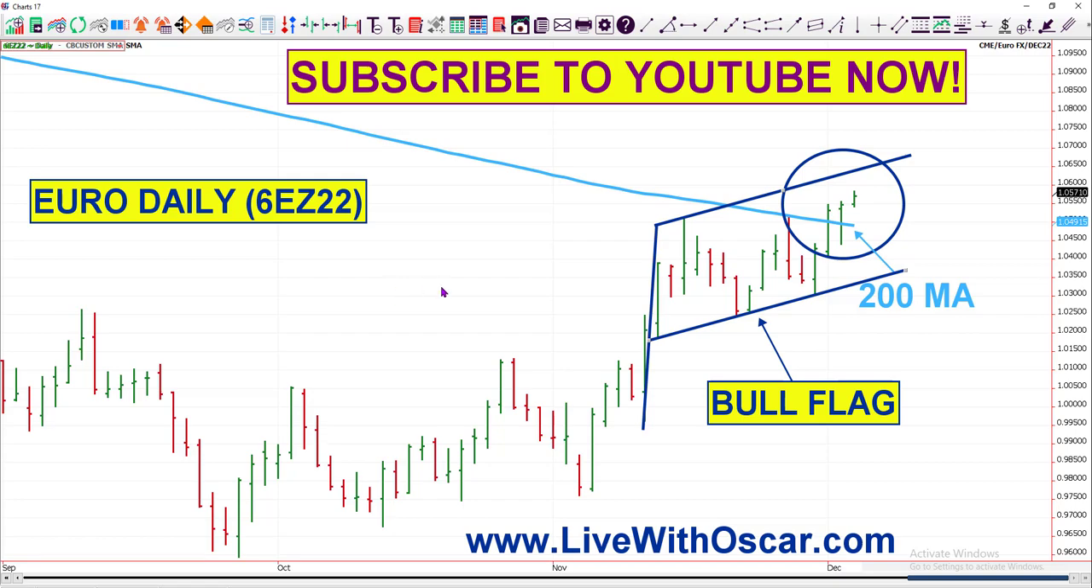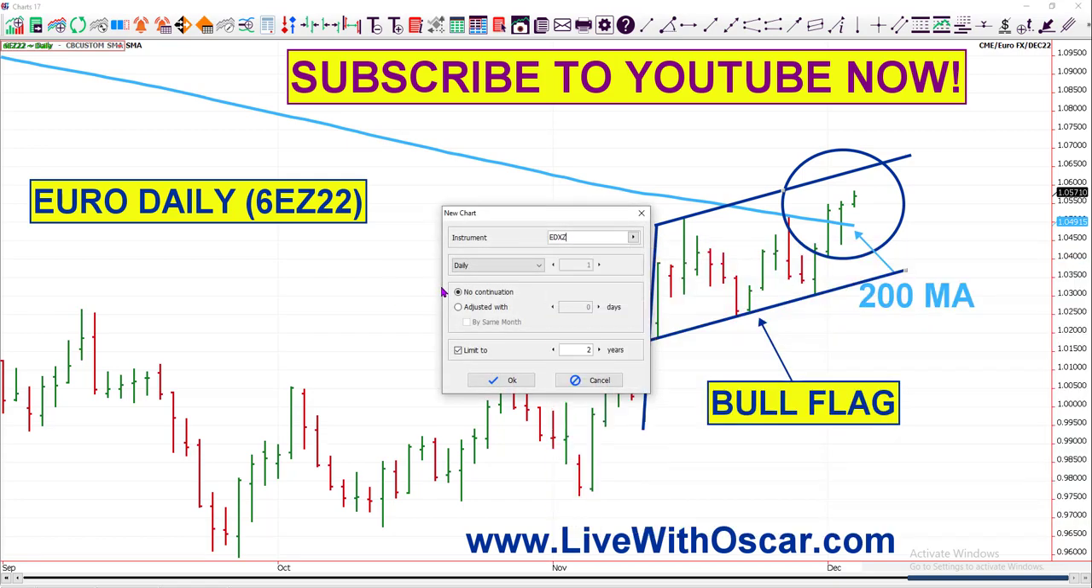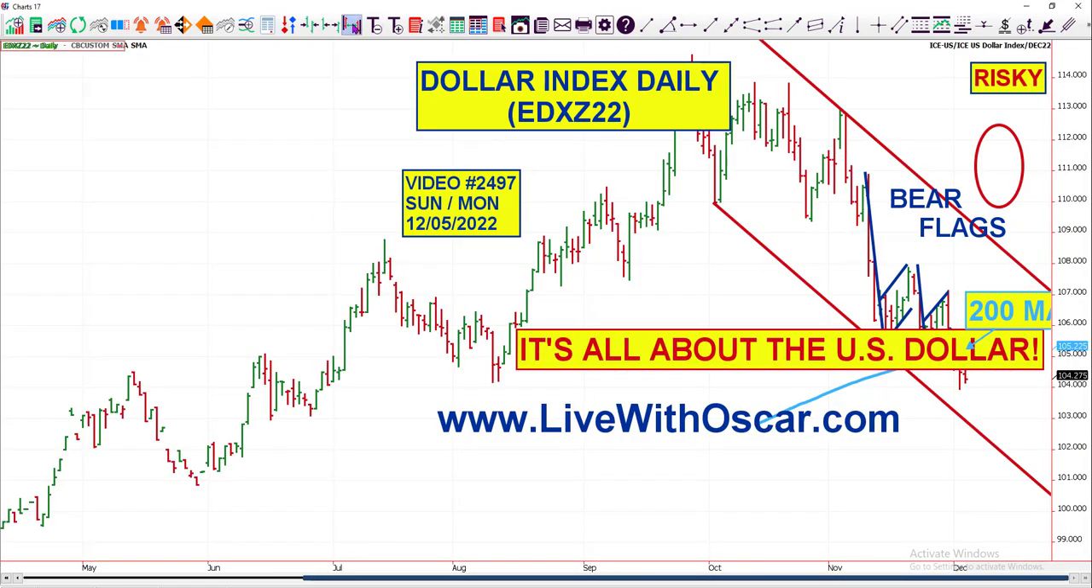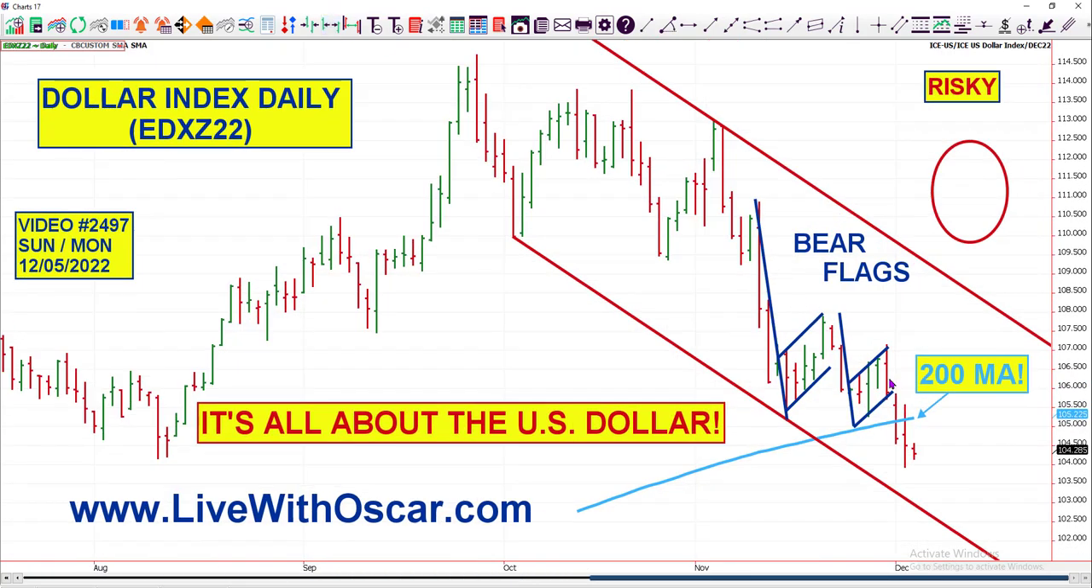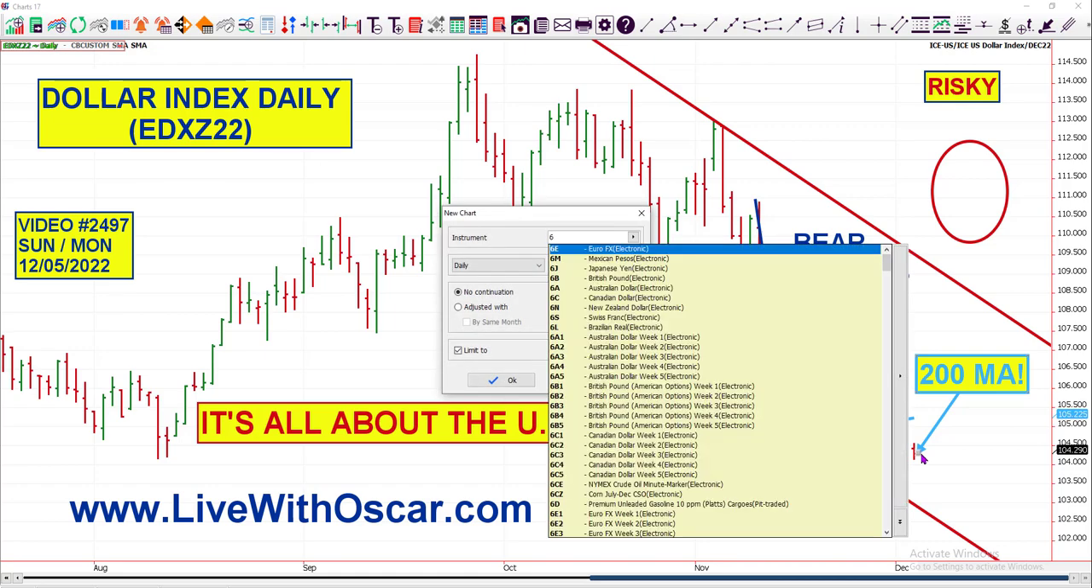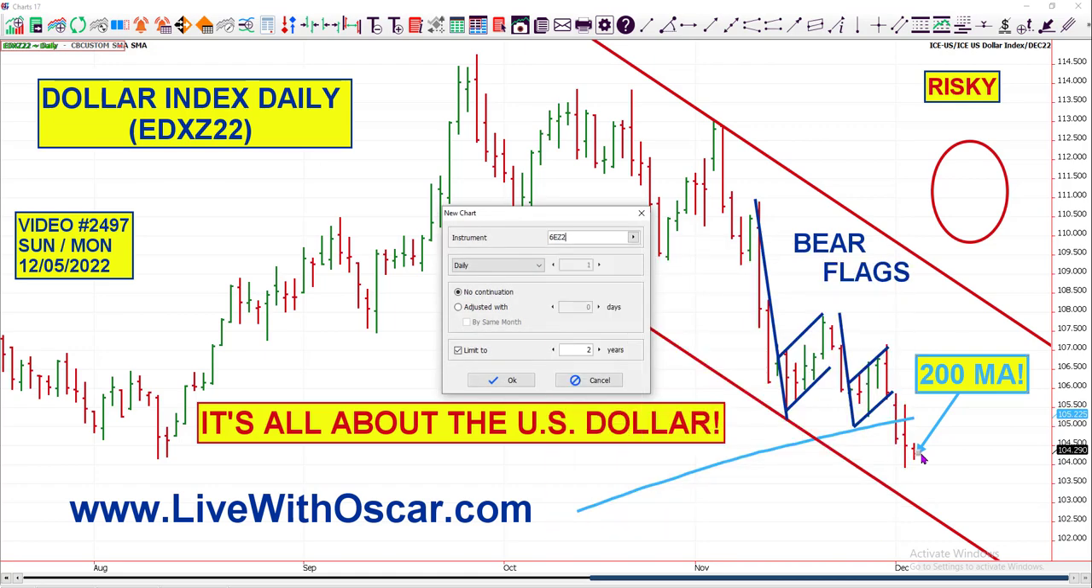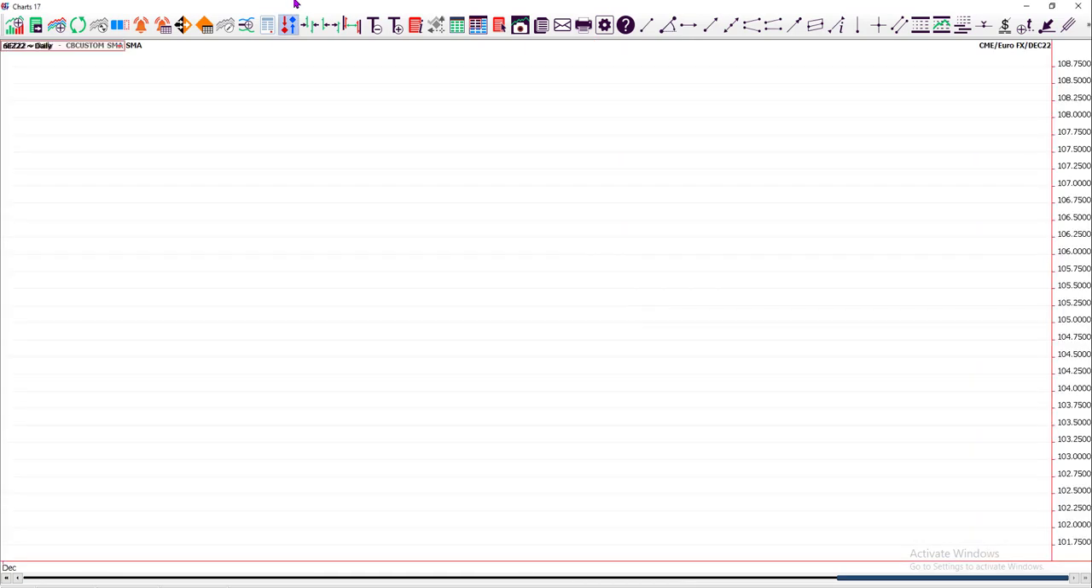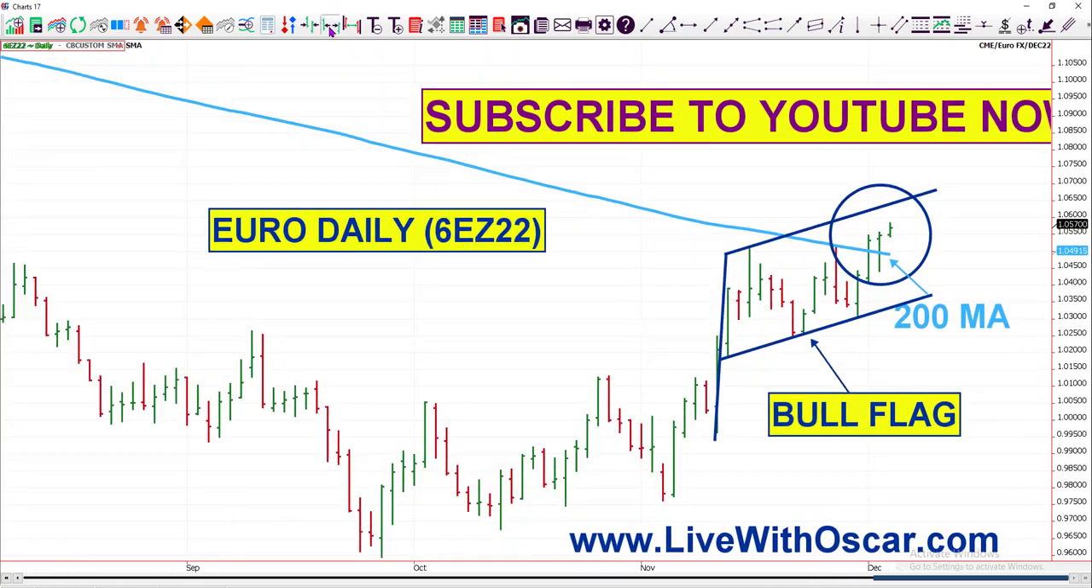Why? Because we know this is all about the US dollar. It's up to the dollar, and the dollar is heading down. And I promise you, it will keep making the euro go up. Back to the euro. It will keep making this go up.